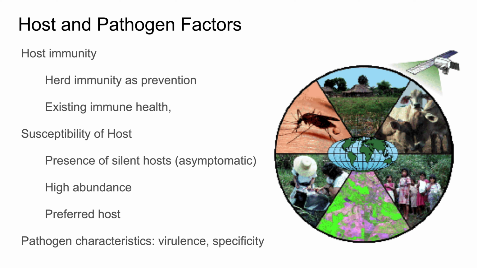Ultimately, the final thing that's looked at is characteristics of the pathogen itself. How virulent is it? Some diseases are worse than others. If it's a virus, it's going to be very, very specific about its host and what type of tissue it infects. But if it's a bacteria, it's not going to be nearly as specific. So that's something to keep in mind as well.